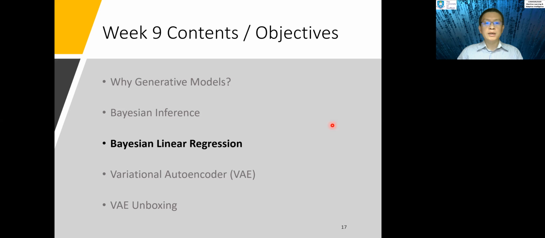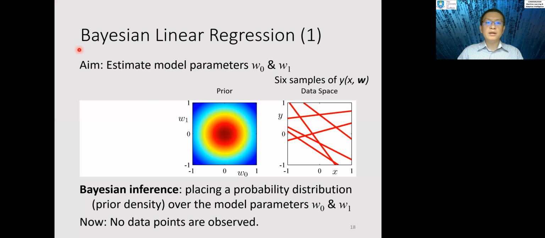Let's study Bayesian linear regression. Bayesian linear regression is also called Bayesian regression. So let's look at a simple example where we consider only two model parameters, W0 and W1. So we are trying to do Bayesian inference.